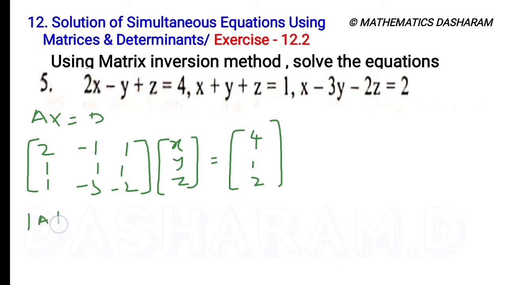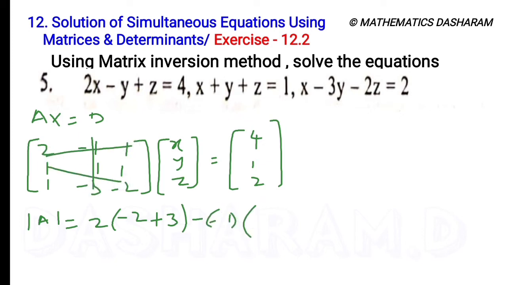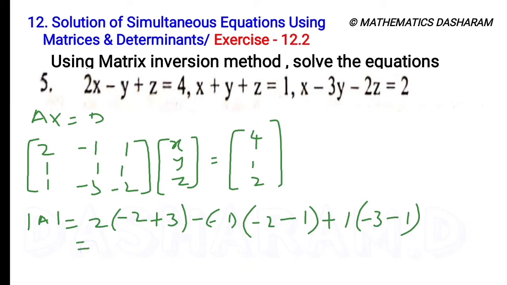Let's find out mod A. It is equal to, expanding along the first row elements. The first element is 2 times the bracket of 1 into minus 2 minus 1 into minus 3. 1 into minus 2 is minus 2, plus 3 into 1. Next, minus of minus 1 in the bracket 1 into minus 2 minus 1 into 1. 1 into minus 2 is minus 2, minus 1 into 1 is 1. Next, plus 1 into minus 3 minus 1 into 1. 1 into minus 3 is minus 3, minus 1 into 1 is 1. So minus 2 plus 3 is 1. 1 into 2 is 2.